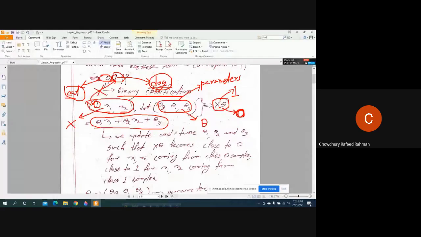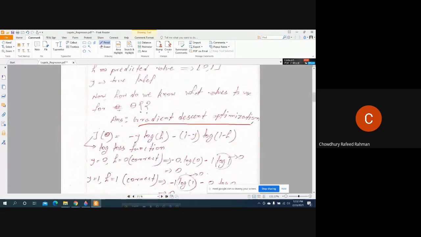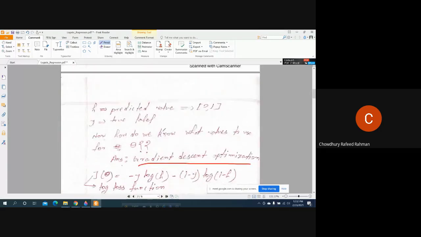Okay. Still, we have not said how we actually calculate theta. So let me just put this question here. I shall discuss it later on, because how we calculate theta is the basis of the gradient descent optimization algorithm, which we shall cover later on.